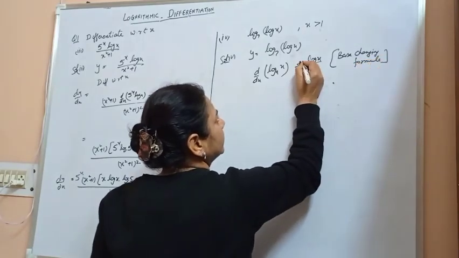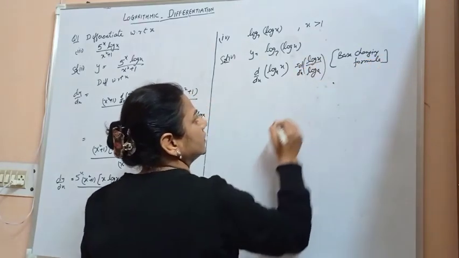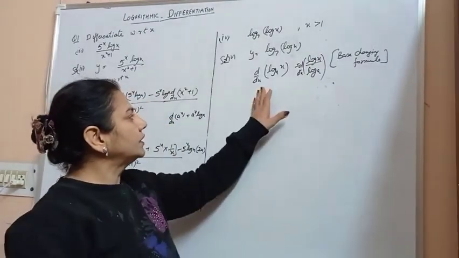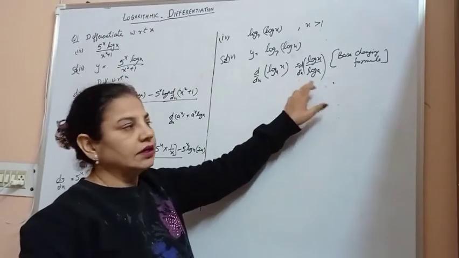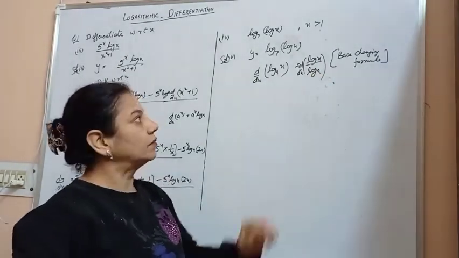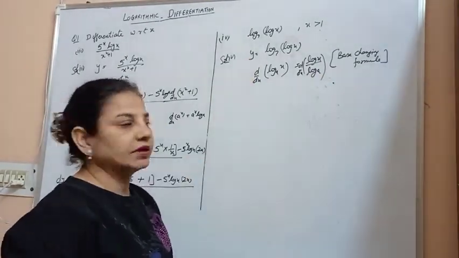We applied dy by dx. Sorry, I take the derivative of log_a x as derivative of log x upon log a. This is called the base changing formula. So I apply the base changing formula over here.